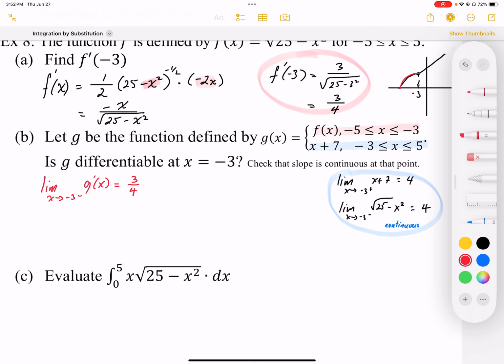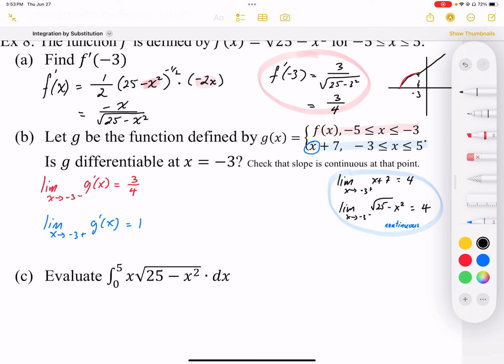Okay, that's the slope that we established here. So then we need to calculate the slope from the other side. So the limit as x approaches negative 3 from the positive side, g prime, well, since it's a linear function, we know that the slope here is 1. Okay, so slope is going to be equal to 1.